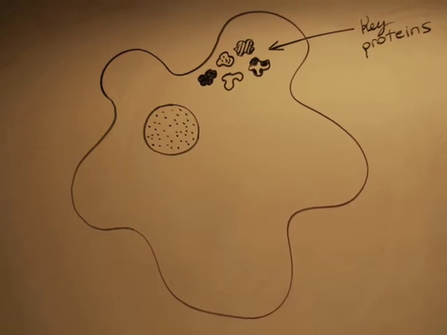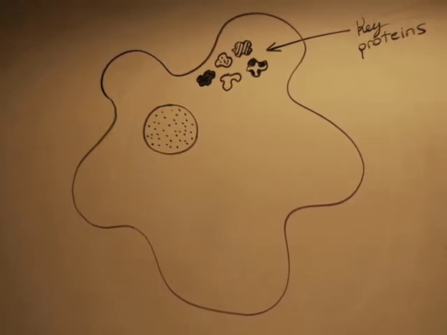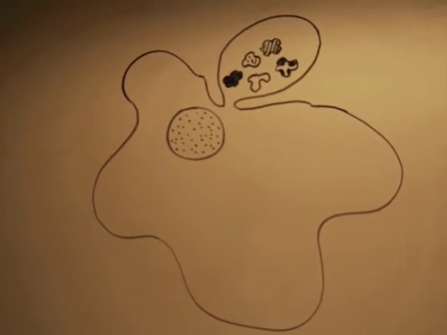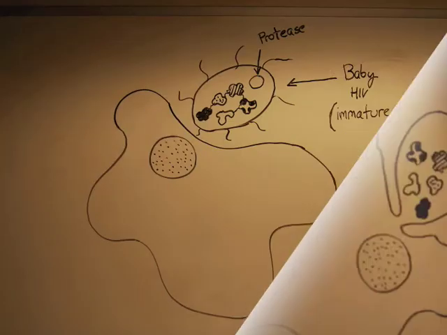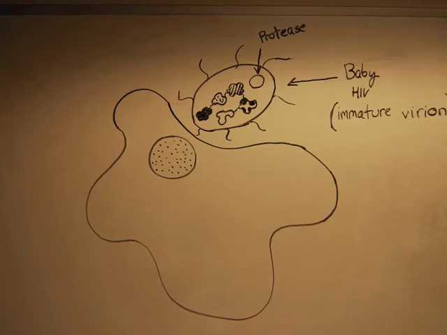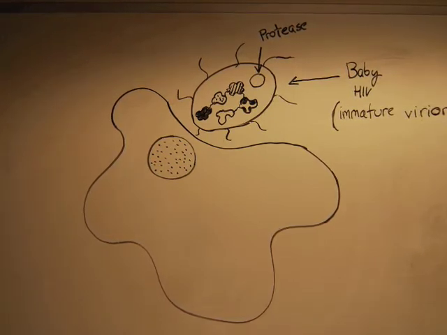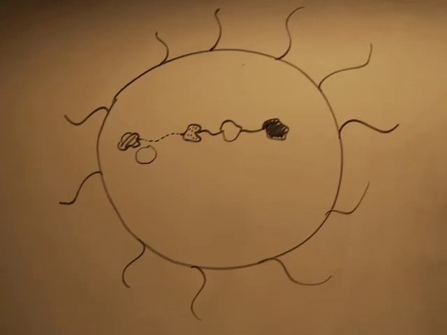All of these different proteins make their way to the surface of the cell. This then buds off at the cell's surface. This is an immature virion because the polyprotein chain needs to be digested into its component parts to become mature. This is done by an enzyme called protease.